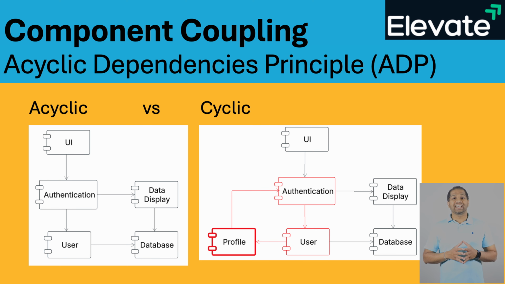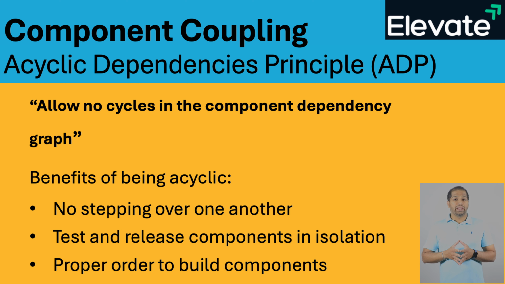If you look at the acyclic component dependency graph on the left, you see all the arrows are pointing in a single direction and there are no cycles. But the one on the right has a cycle between authentication, user and profile components. When the component dependency graph is acyclic, we are benefiting from no stepping over one another during development. We can test and release components in isolation, and there is a proper order to build the components.